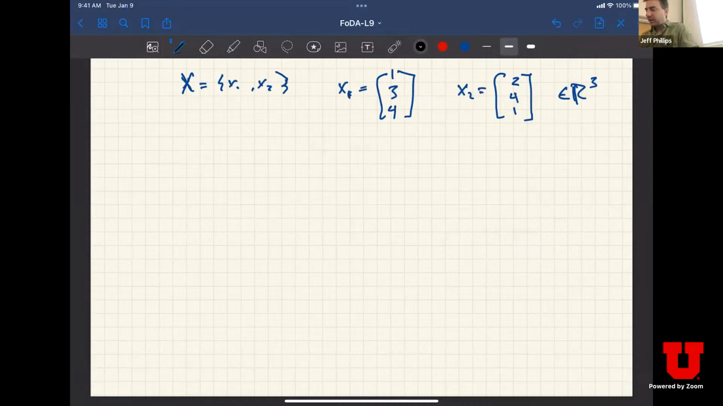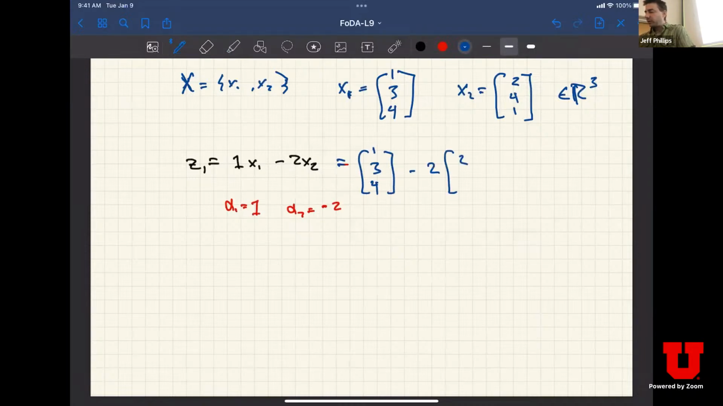So I can recover, for instance, a vector Z1. Call this Z1. If I do, say, 1 times x1 minus 2 times x2, right? So in this case, alpha 1 is equal to 1, and alpha 2 is equal to minus 2. Now I can write this out as (1, 3, 4) minus 2 times (2, 4, 1). The negative 2 is an element-wise operation, and then I add them element-wise. So I'm going to get minus 3, 3 minus 8 is going to be minus 5, and 4 minus 2 is going to be 2. Okay, so this would be a vector Z1, which I can get in the span of x1 and x2.